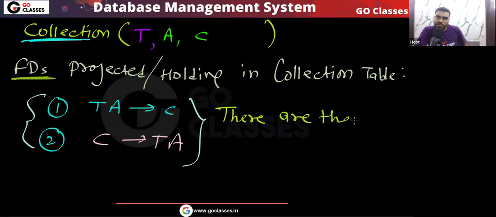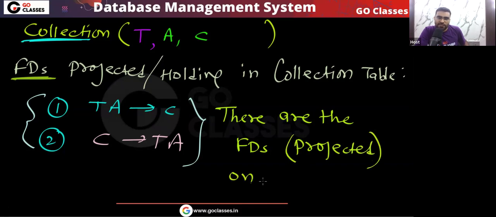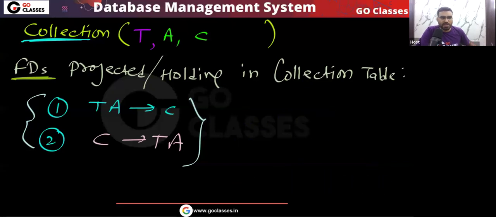These are the FDs projected. Or I can simply say these are the FDs on the collection table. Okay, that's it. Now you can easily solve what is the candidate key for the collection table. For the collection table, you tell me.